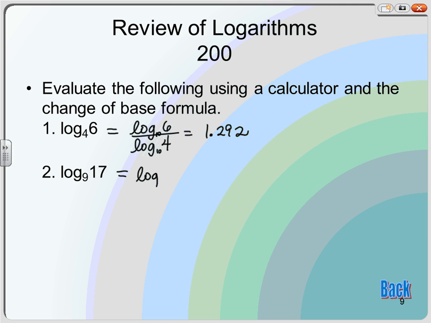Same thing for the next one. It's log of 17 all over log of 9. I always think that the taller one or the bigger one goes on top, the smaller one goes on the bottom. All right, so log of 17 divided by log of 9, you get 1.289.